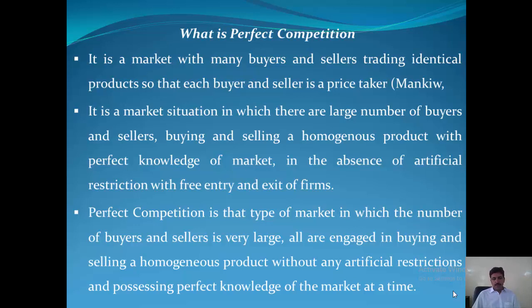So we also discussed this topic in the last lecture as well. We can define perfect competition as a market situation in which there are a large number of buyers and a large number of sellers, and they buy and sell a homogeneous product, and each buyer and seller has perfect knowledge of the market, in the absence of artificial restrictions and with free entry and exit of firms. Perfect competition is a type of market in which there are a large number of buyers and sellers, all engaged in buying and selling a homogeneous product without any artificial restrictions and possessing a perfect knowledge of the market.